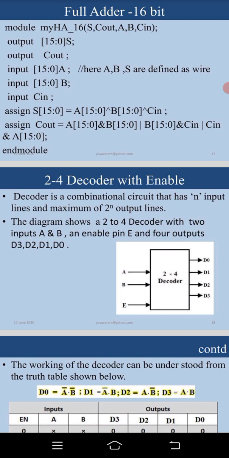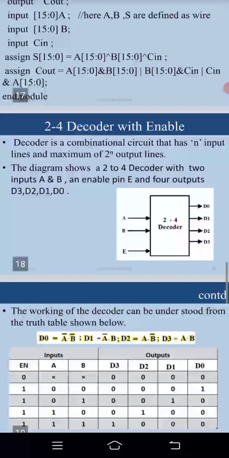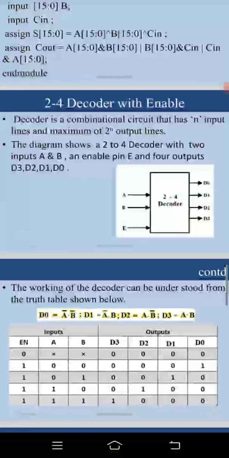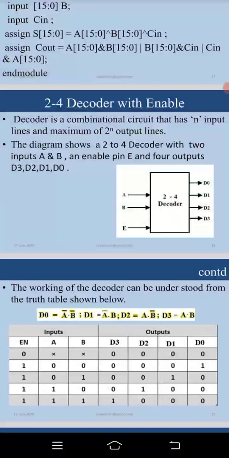So we have A and B and E. Then D0, D1, D2, D3. Then the working of the decoder can be understood from the truth table shown below. We have inputs and outputs. Then for the enable, we have 0, X, and the outputs D3, D2, D1, D0.